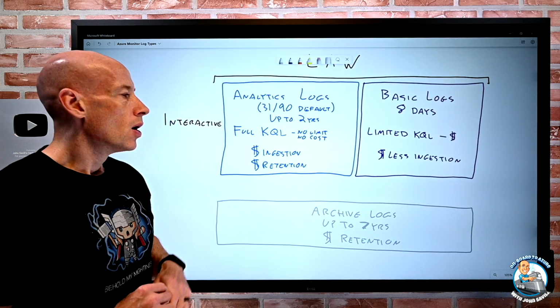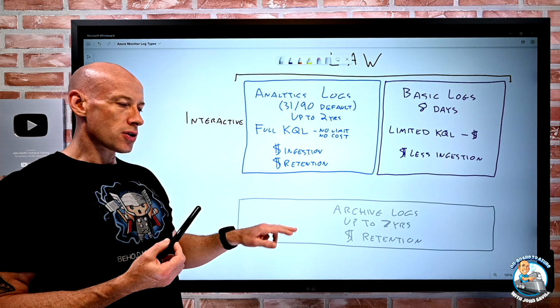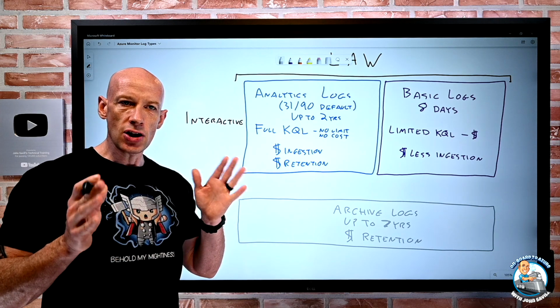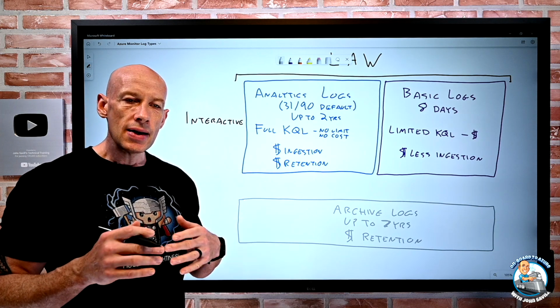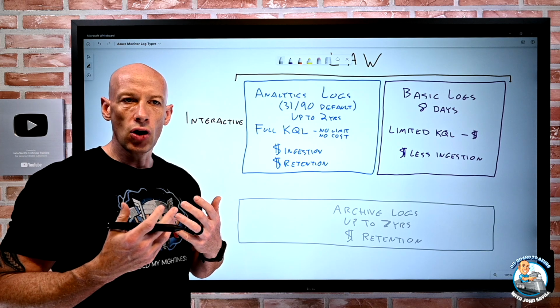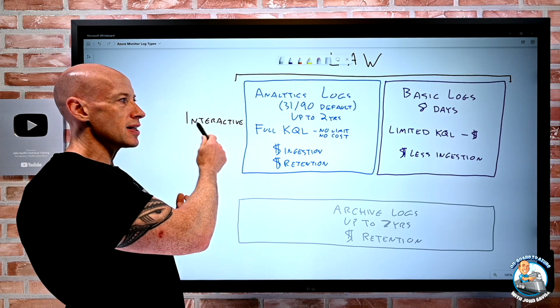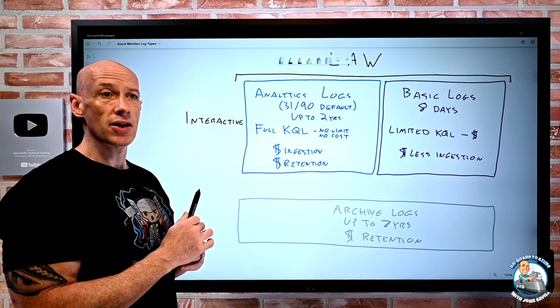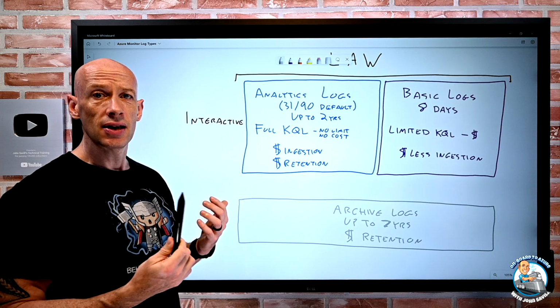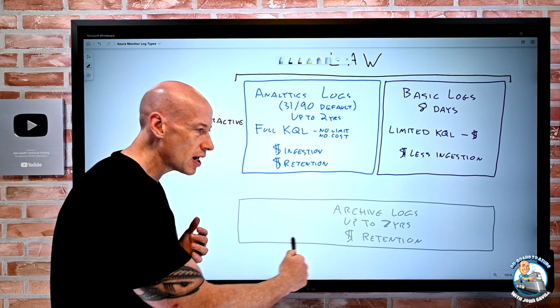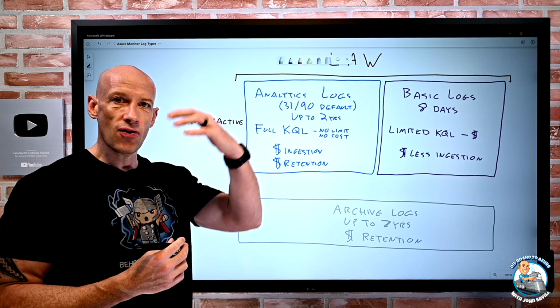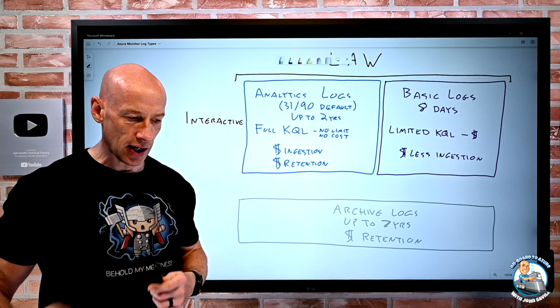So, archive logs, I just go and say what's the retention period I want in total, and it will use the archive log value for the difference. So if my interactive is 30 days and I set my total retention to 120 days, well, that delta is the amount of time it will keep it in the archive logs. So it's very easy to go and manipulate and configure those things.